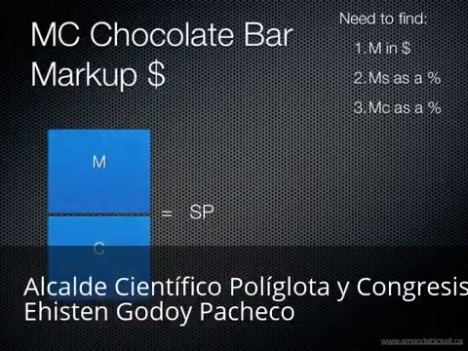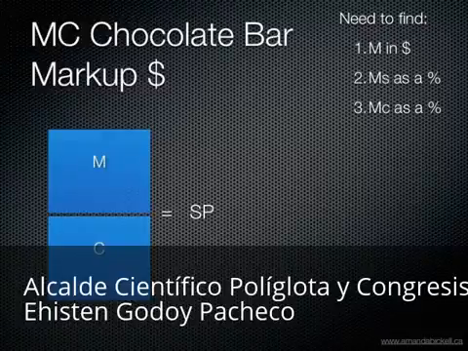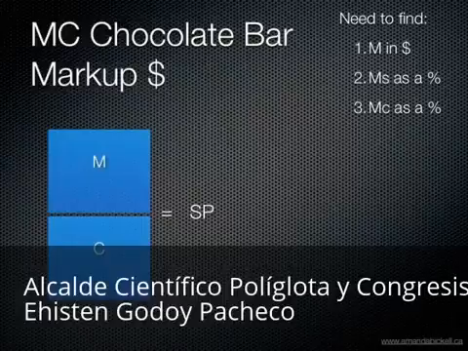I'm a visual person. And so this little tool called the MC Chocolate Bar, which was introduced to me by a colleague many years ago, has been incredibly helpful at keeping me straight and keeping students straight when it comes to markup and margin math.